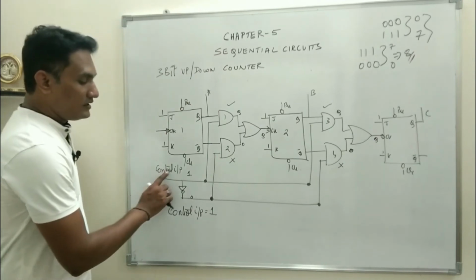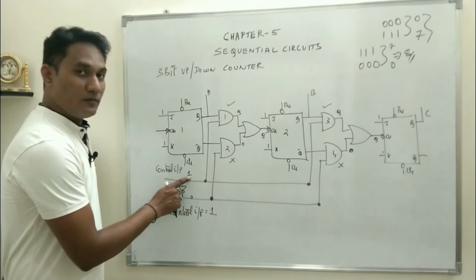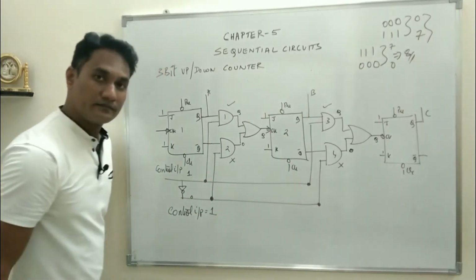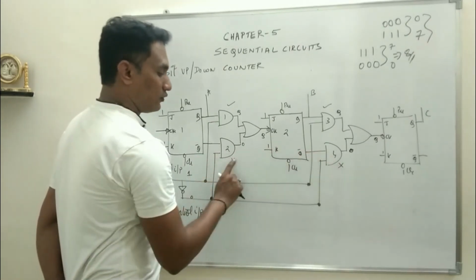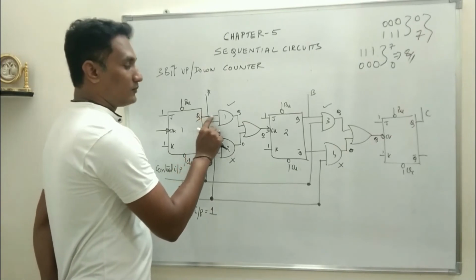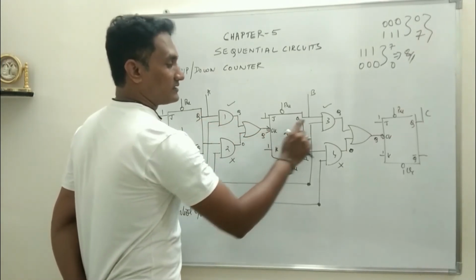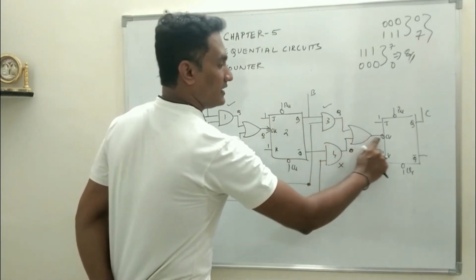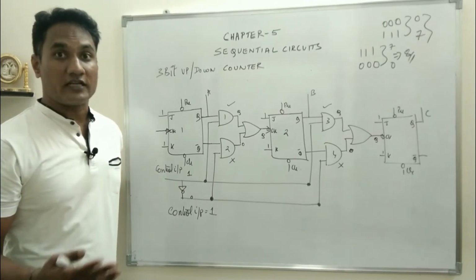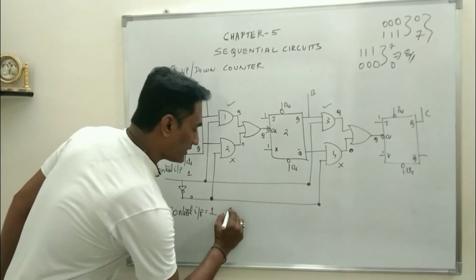That means when control input is 1, see how we have to write the explanation part. When control input is 1, AND gates 1 and 3 are activated, while AND gates 2 and 4 are deactivated. It is as if the Q output of the previous stage is connected as clock input for the next stage. And you already know that when the Q output is connected as clock input for the next stage, the counter works as an up counter.